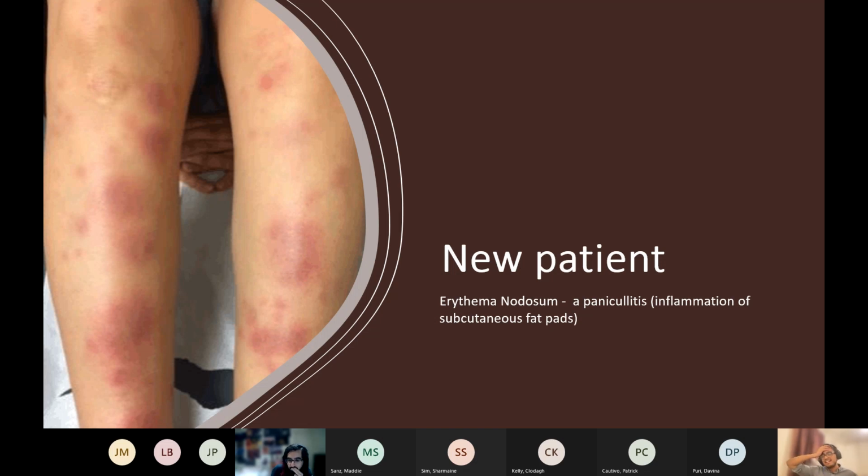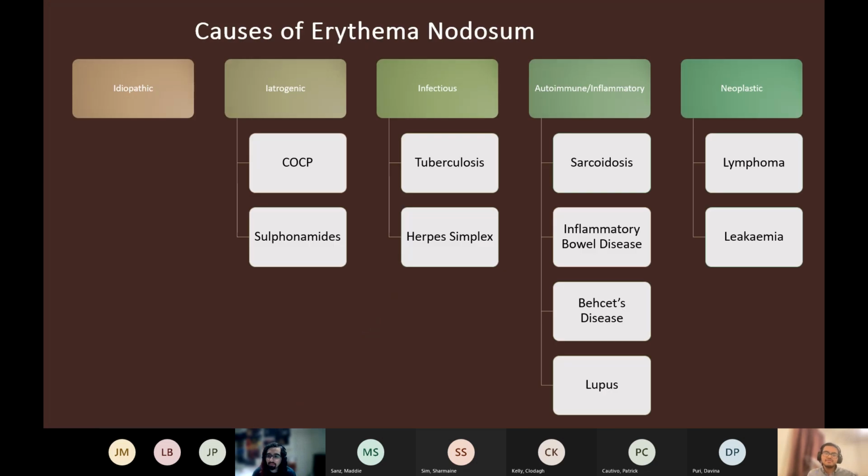So do you know what medication that is widely taken across the world is associated with erythema nodosum? The combined oral contraceptive pill, absolutely, yeah. So that's a really important cause. So causes: idiopathic, iatrogenic, infectious, autoimmune, and neoplastic.